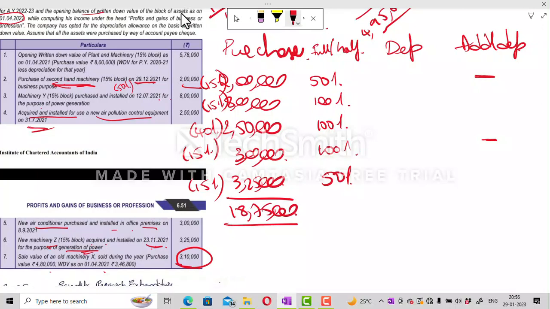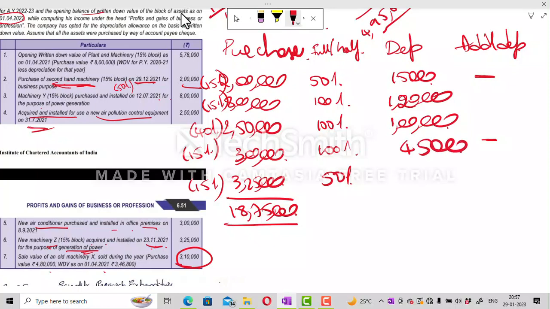Next, calculate depreciation. Here we have written rates and percentage. Now we have to calculate 2 lakhs into 50% into 15%: 15,000. 8 lakhs into 15%: 1,20,000. 2,50,000 into 40%: 1 lakh. 3 lakhs into 15%: 45,000. 3,25,000 into 15% into 50%: 24,375. This is the normal depreciation.